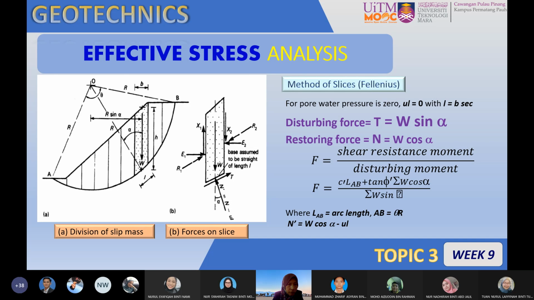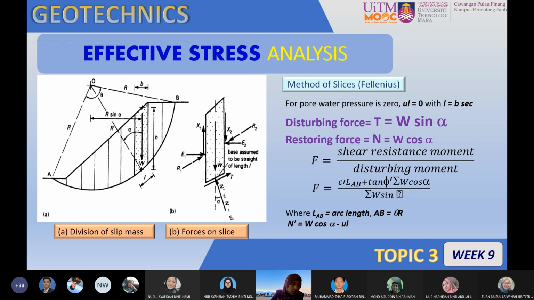What is the alpha? Alpha is the interslice angle between W and N. So that's how you find the alpha. And then what is the L? L AB, capital L, is the length of the arc. So that is equal to theta R. Again, I forgot to mention to you, the theta is calculated in the radians unit. So how to convert theta into radians? For example, if you have theta as 50 degrees, to change it into radians, 50 over 180 times pi, so that you get the theta in radians.